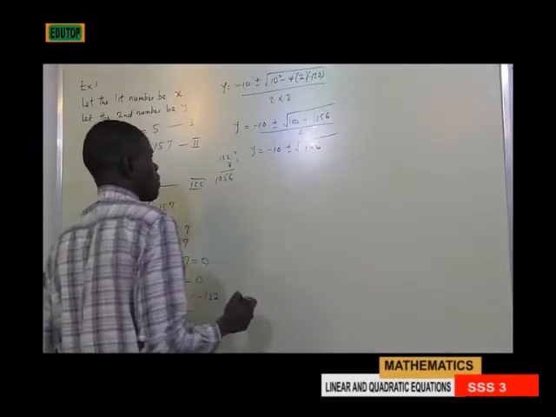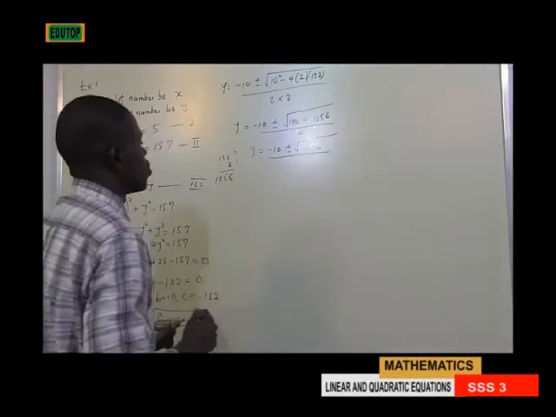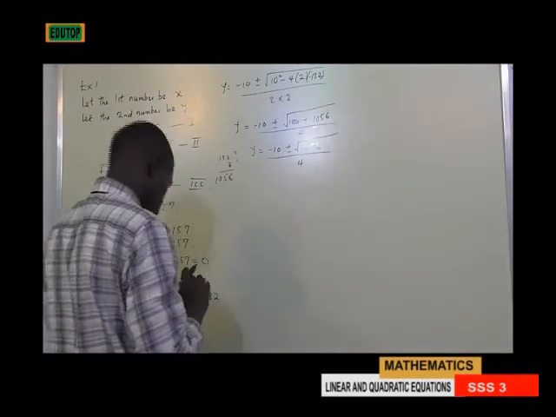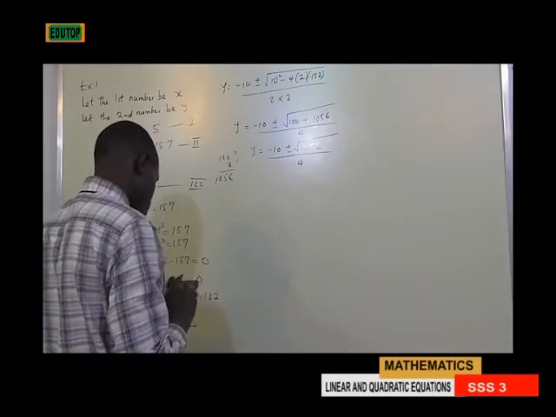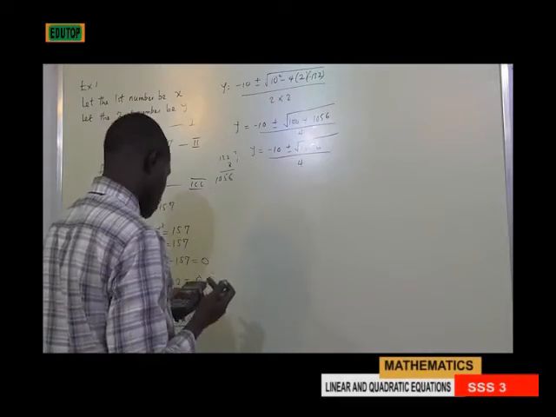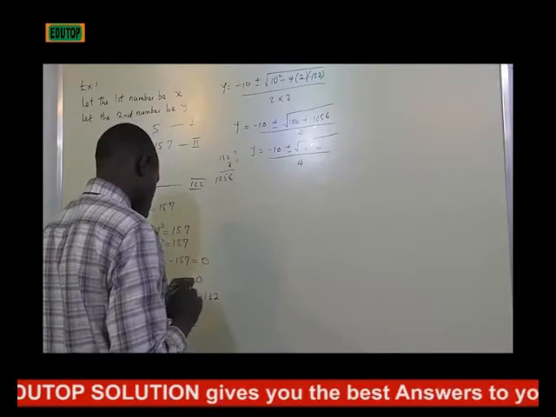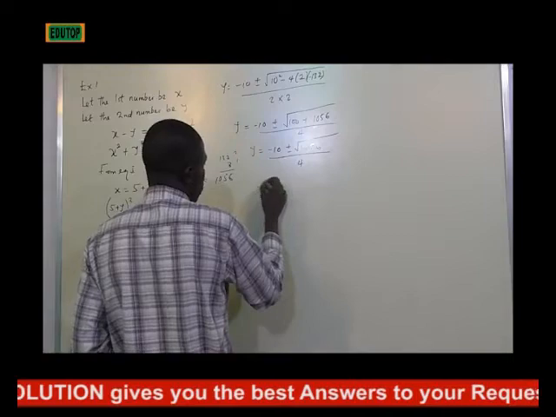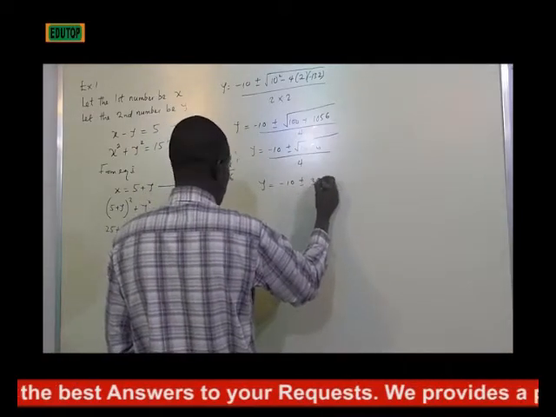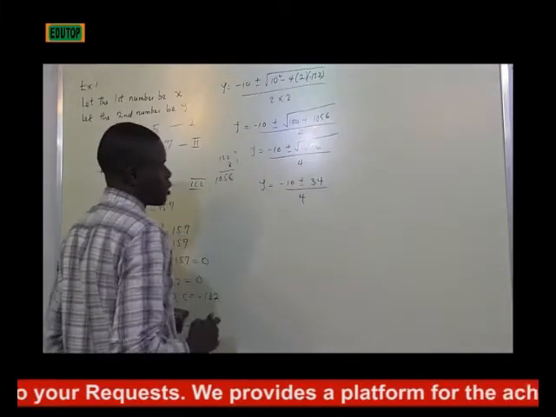1156. So here we have over 4. 1056 plus 100, again 1156. Then the square root of that result. So this one will be y equals to minus 10 plus or minus the square root of this, which gives 34 over 4. That is what we're going to have.